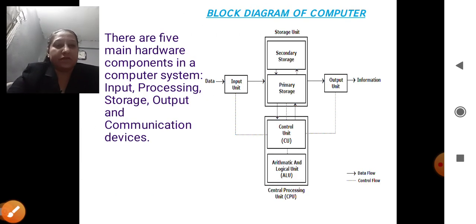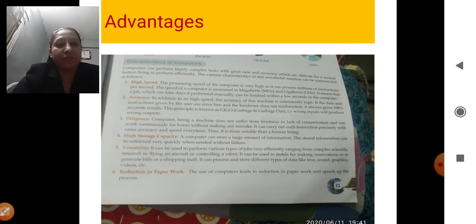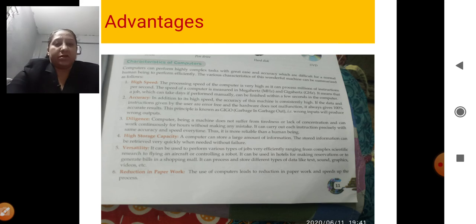This is the same thing we were discussing; the backside has been given in a detailed manner. The input device is there, then you have your storage unit over here. Next is, what are the advantages of computer or what are the characteristics of computer? The first characteristic, or first advantage, of computer is its high speed.